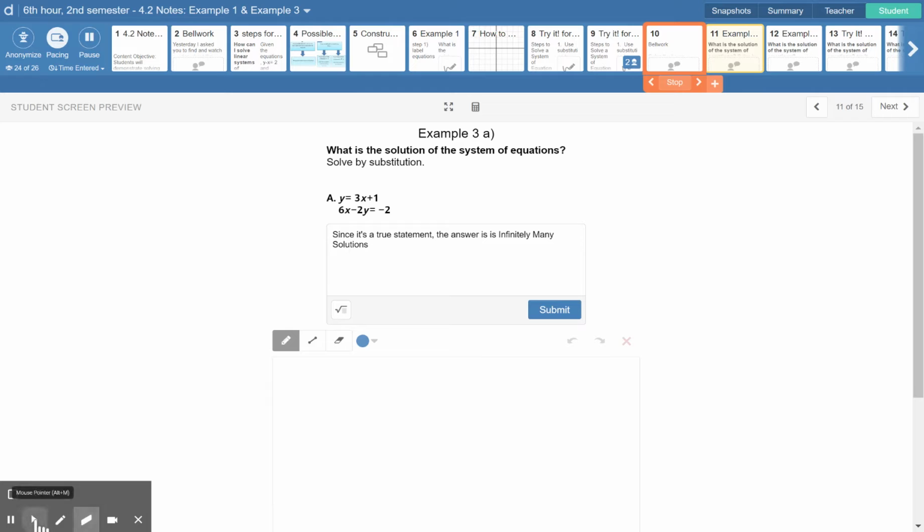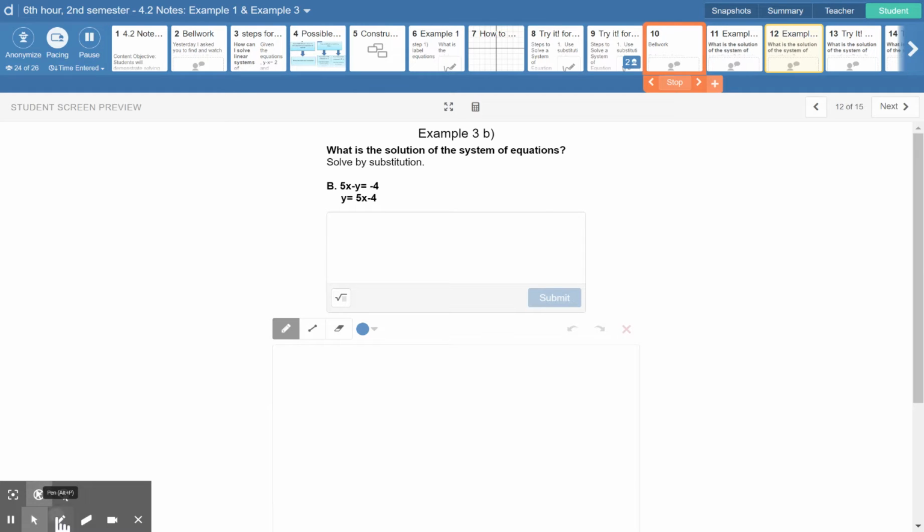Now, we have dealt with one solution in example 1, infinitely many solutions for 3a. And now let's go to the next slide and see what happens here. So this time, the second equation has an isolated variable. It's y. So I get to plug in that y value into the first equation. So then that whole thing, that 5x minus 4, goes inside the parentheses.